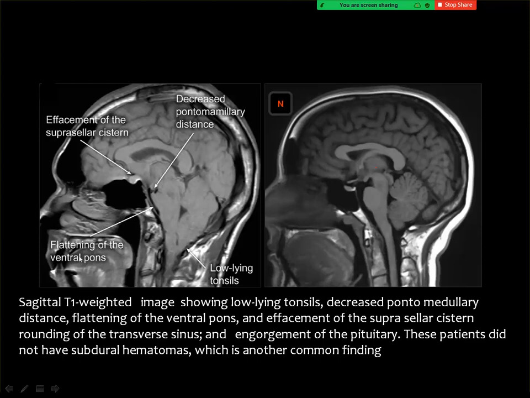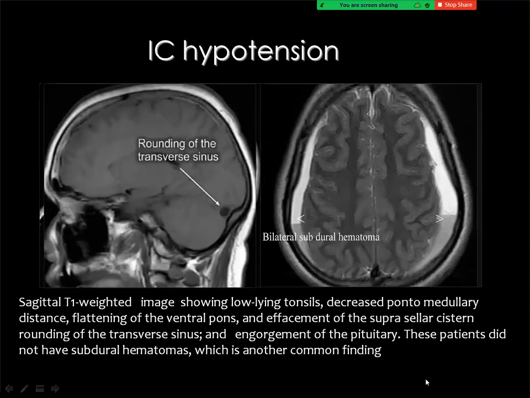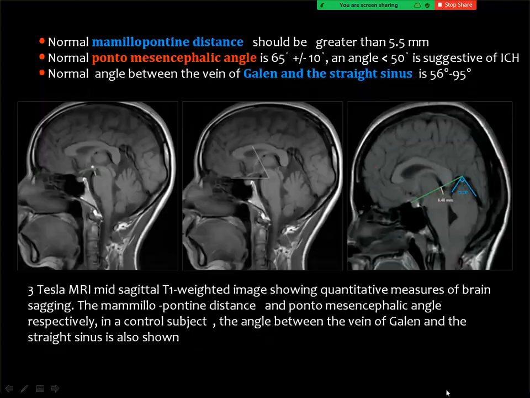Number three is flattening of the anterior pons. You see the anterior pons is normally convex, but in cases of hypotension, the anterior pons is flat. And effacement of the suprasellar cistern, you can appreciate that the chiasm is intimately related to the superior aspect of the pituitary gland, and this is not the case in normal conditions. These are the findings of intracranial hypotension. Other findings include distension and rounding of the transverse sinus, and the possibility of the presence of subdural hematomas, either unilateral or bilateral.